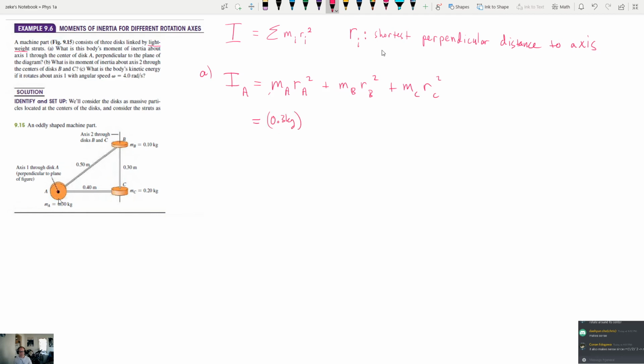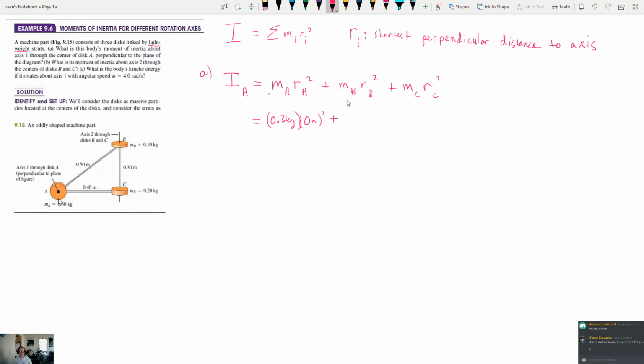R sub A is going to be the shortest perpendicular distance to the axis. In this case, the axis is A. So what is the distance going to be in this case? 0. Yep. It's on the axis, so we put a 0 right here.